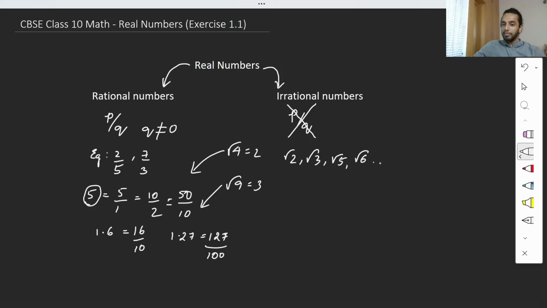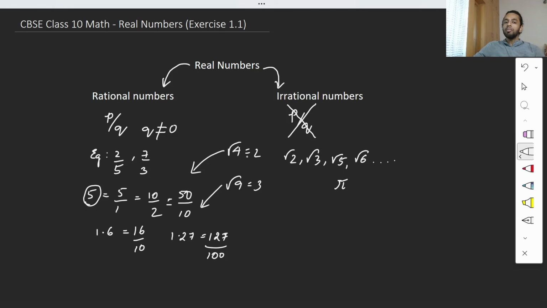And apart from these numbers, we also have pi. Pi is also an irrational number. Though pi is given as 22 by 7, it is an approximation. Though it can be written as p by q, we still call it an irrational number.